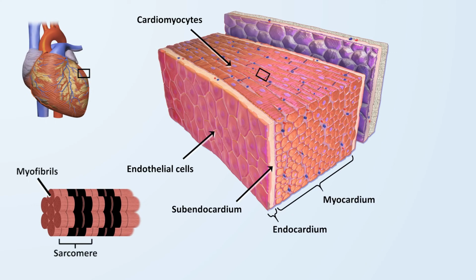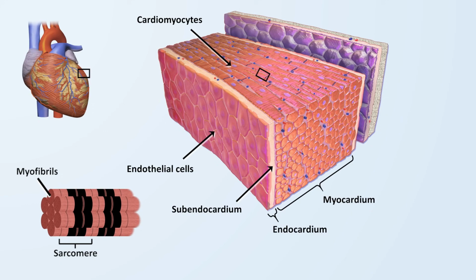Within the sarcomeres are filaments of 2 proteins called actin and myosin, whose ATP and calcium-dependent interaction is responsible for myocyte contraction. Cardiomyocytes contain a high density of mitochondria necessary for the continuous production of energy-containing ATP.